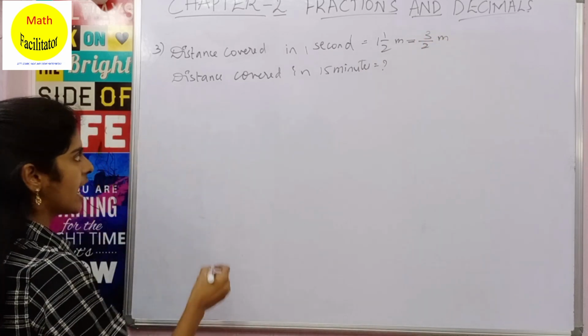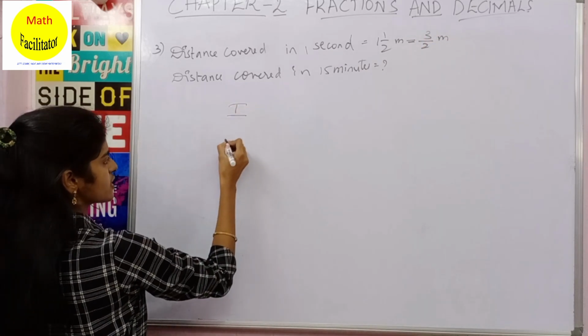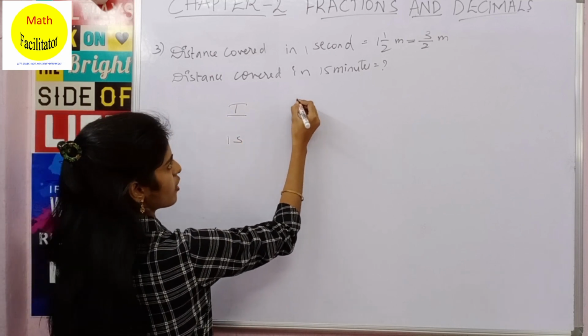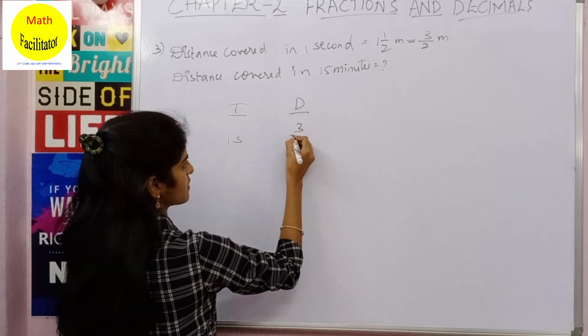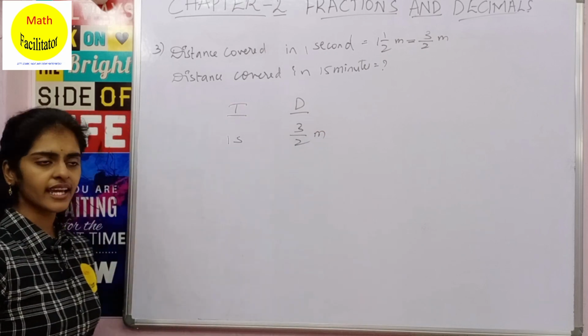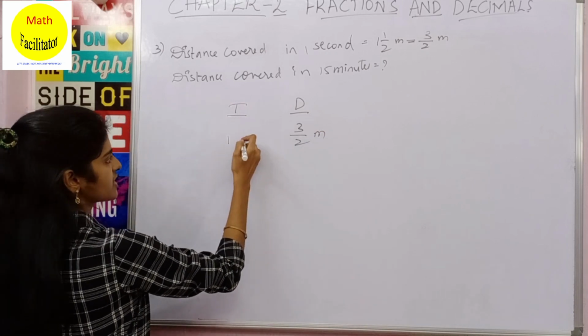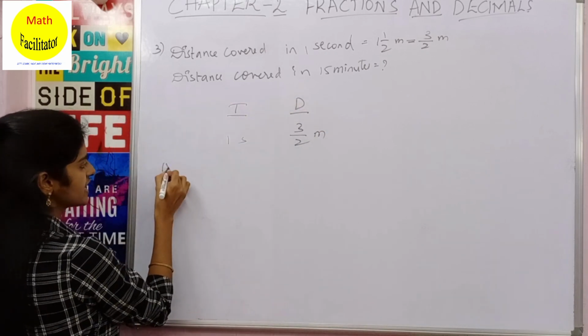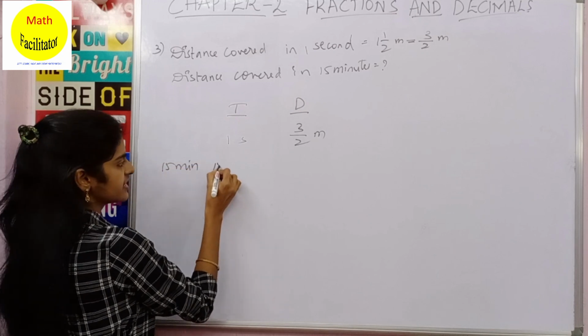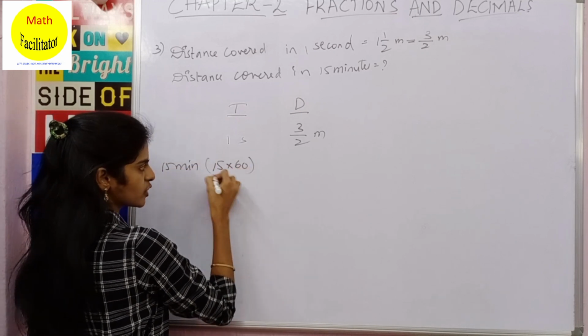Okay, now in 1 second, time is 1 second. In 1 second he covers how much distance? It is 3 by 2 meters. Okay, now we want how much he covers in 15 minutes. So 15 minutes is nothing but 15 into 60 seconds. Do you agree?